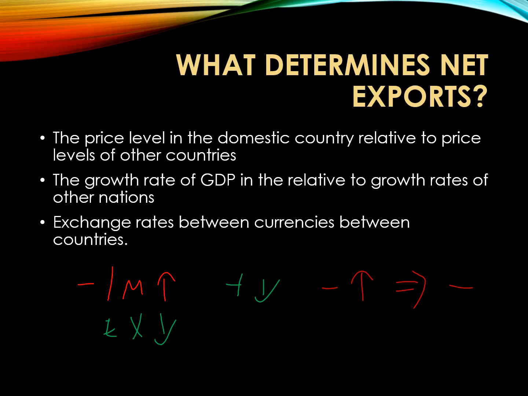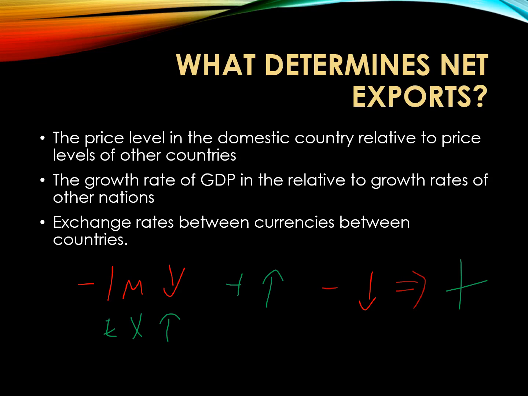Now, if prices are cheaper in the domestic country relative to the rest of the world, then the opposite will happen. Imports will go down. Exports will go up. The positive will get bigger. The negative will get smaller, and that will yield a positive in terms of net exports.